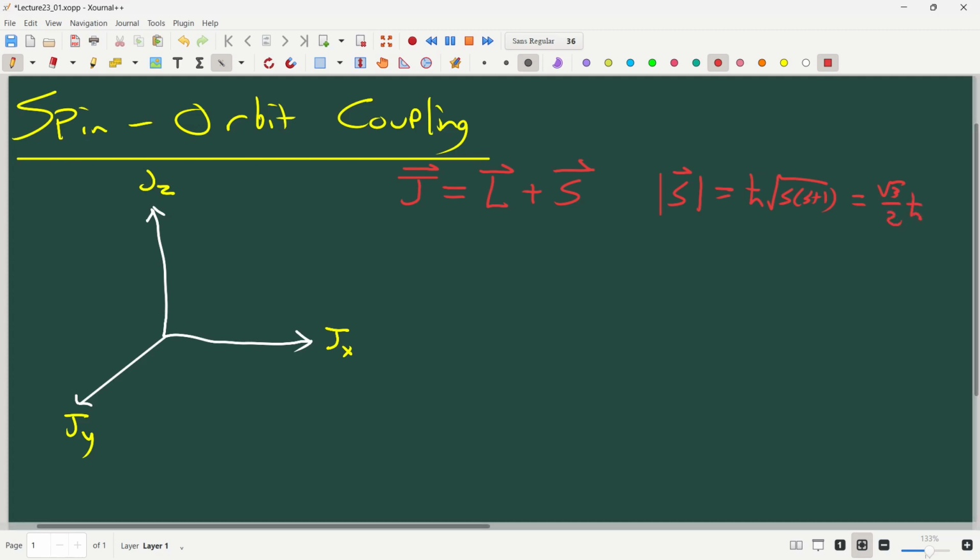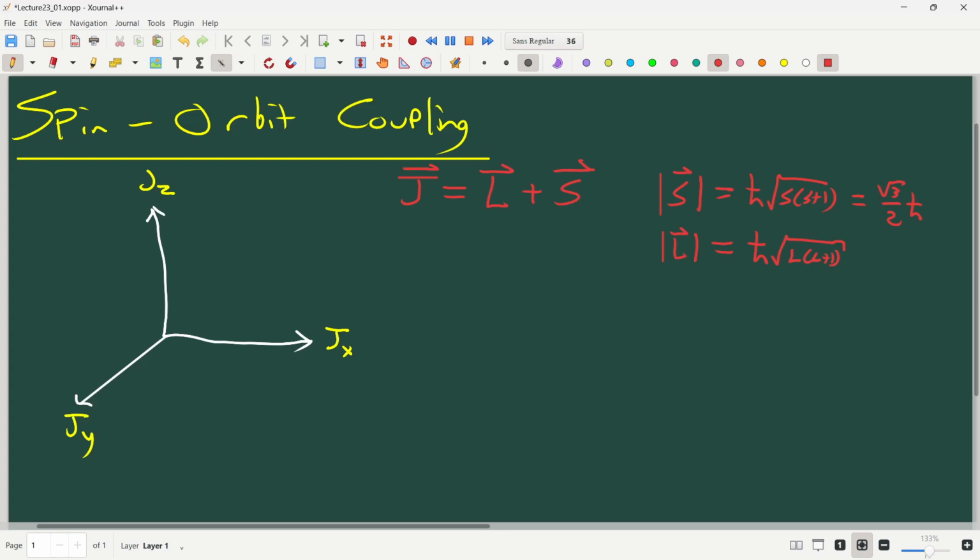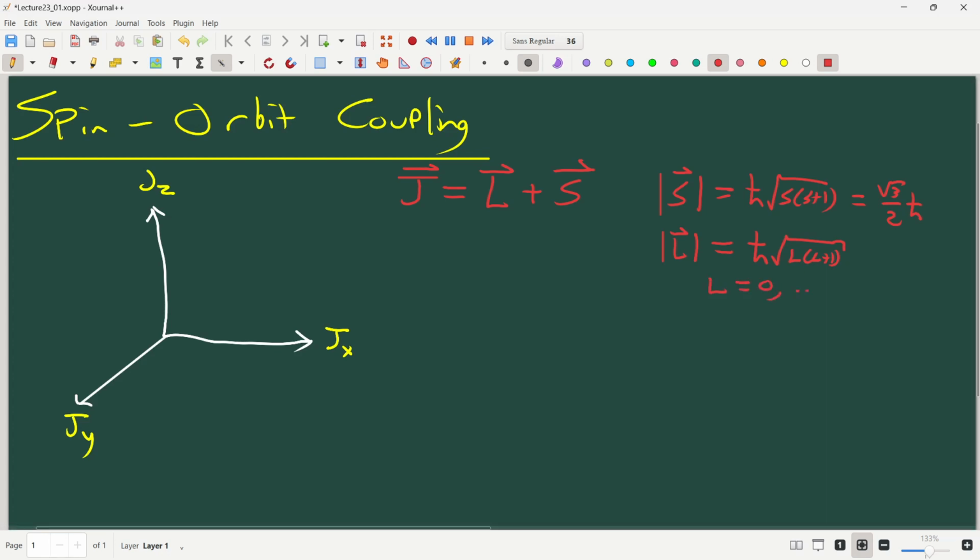Right, so that vector always has the same length, but L, of course, depends on the angular momentum, L plus 1. L can be any value. Remember, L can be any value between 0 and n minus 1. So the relative contribution of L and S depends on the level that you're in.